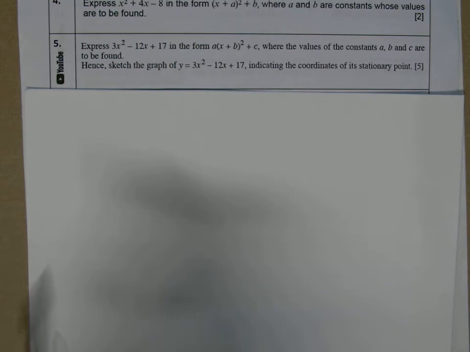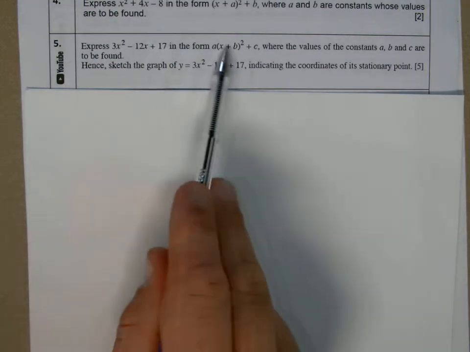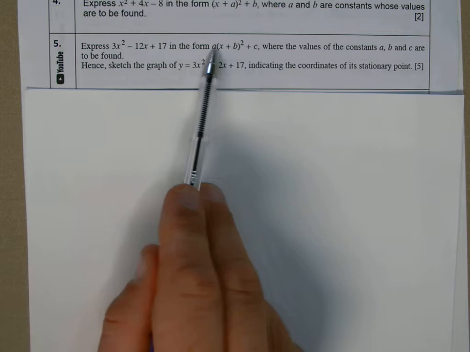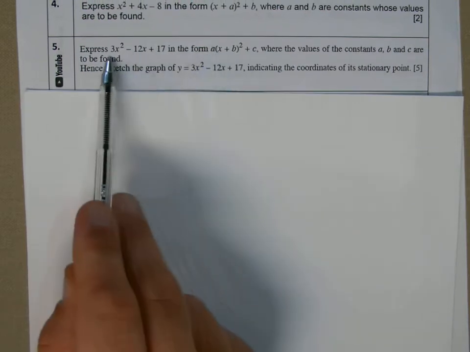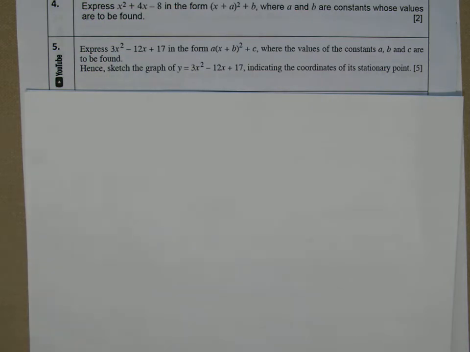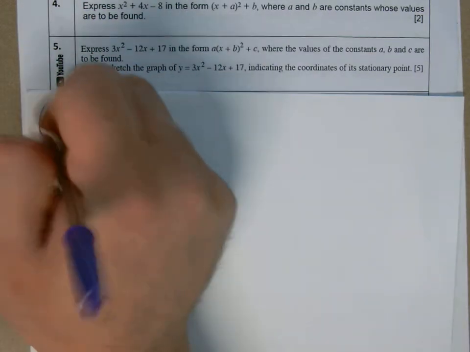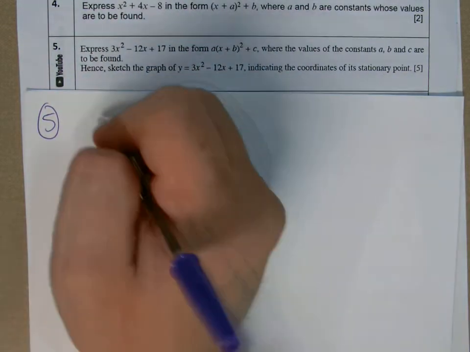With number 5 here, it says express this quadratic in this form. You'll notice now with completing the square, in this case, you've got a number in front. The reason for that is because it's actually 3x squared this time, okay? It's not just x squared. If it was just x squared, I could do this completing the square easily enough. But when you've got a number in front, you've got to do a bit more work, okay?